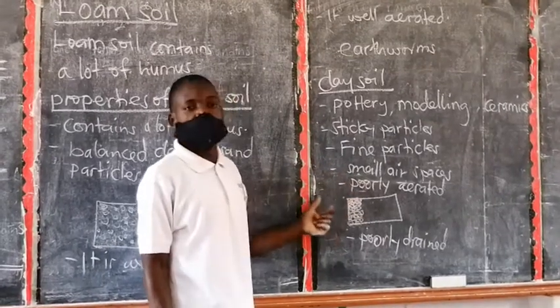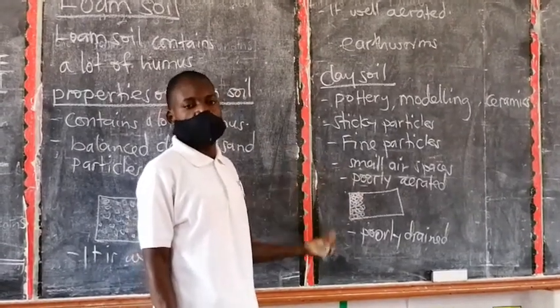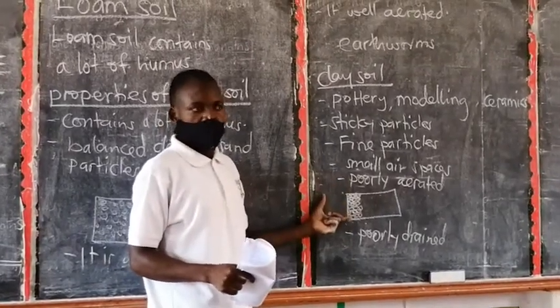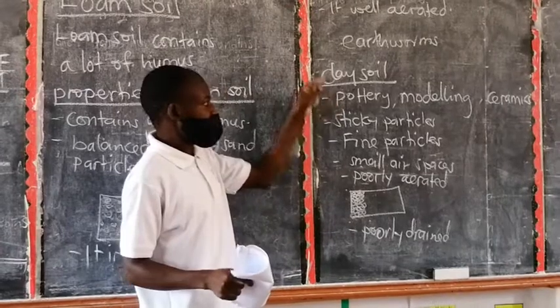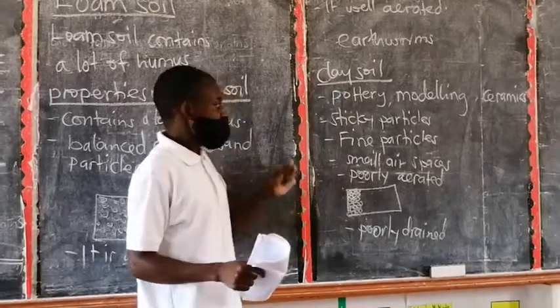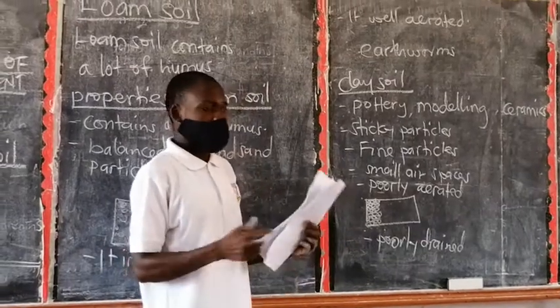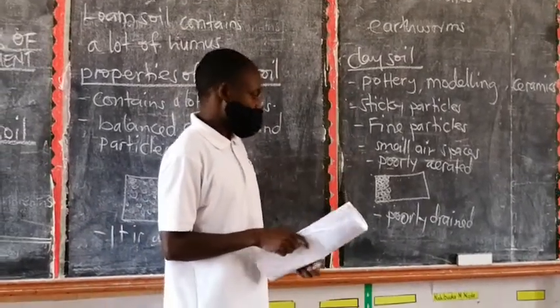Two, it has less humus compared to loam soil. That's why it's not good for agriculture. But why is it suitable for pottery and modeling plus making ceramics? The answer is it has fine and sticky particles that hold all these materials together.